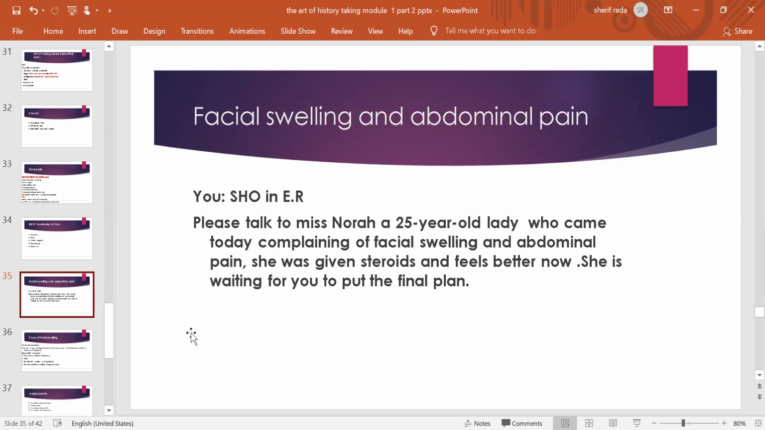A case of facial swelling and abdominal pain can come from the GIT or can also come from the autoimmune system. So you are a senior house officer in the ER, and please talk to Miss Nora, a 25-year-old lady who came today complaining of facial swelling and abdominal pain. She was given steroids and feels better. Now she is waiting for you to put the final plan.